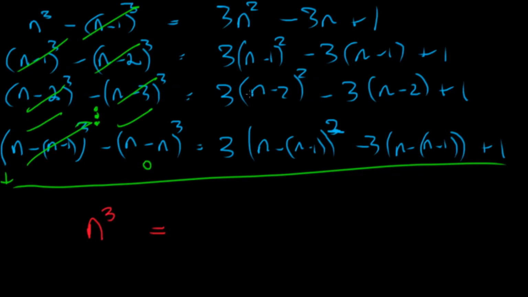All right, and this is where the magic happens. What's 1 plus 1 plus 1 plus n times? Because there's n of these equations. All right, that's just n. All right, what is 3n plus 3n minus 1 plus 3n minus 2 plus 3n minus n minus 1? That's just 3 times 1 plus 2 plus all the way up to n.